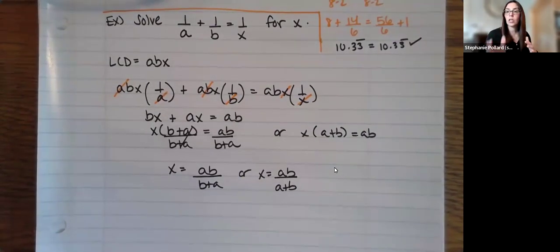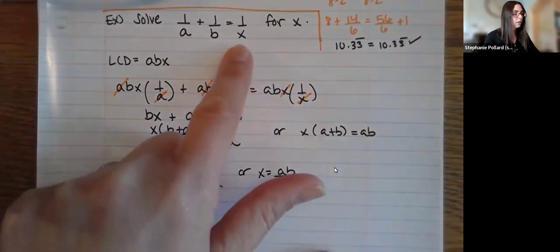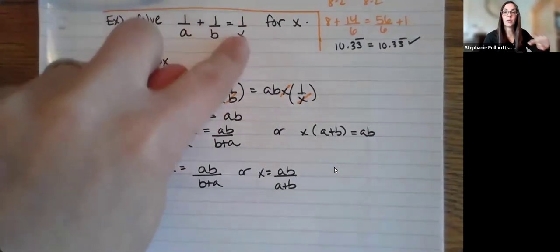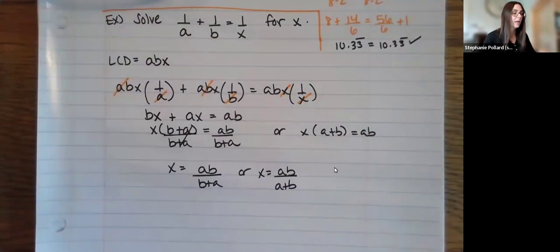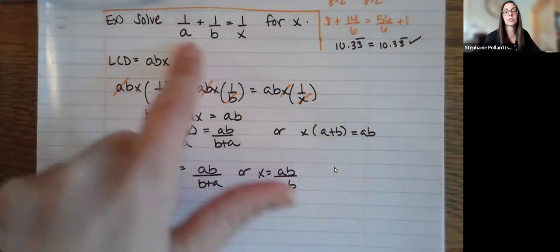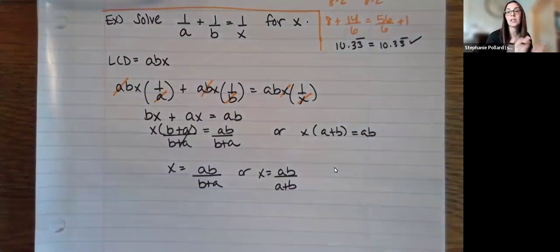Now for these, you could check this by plugging it back in. So you would plug this back in for x. Because you have division here, you'd end up using the reciprocal and flipping it, and you'd have to use common denominators on the left to actually check this. But it does check out.